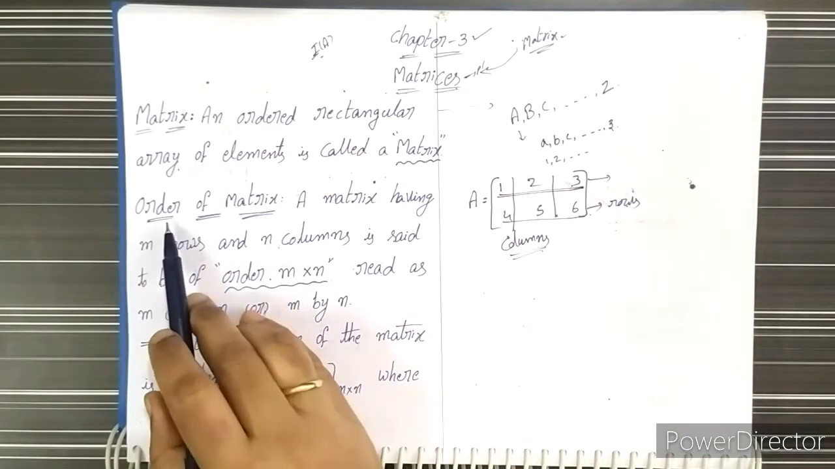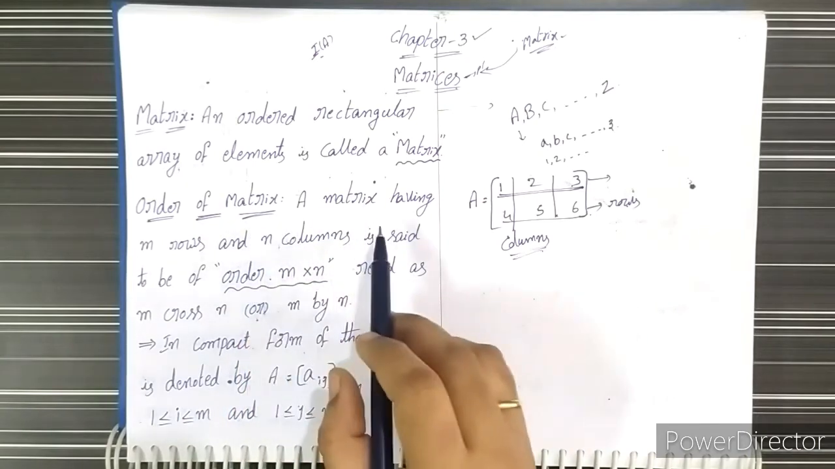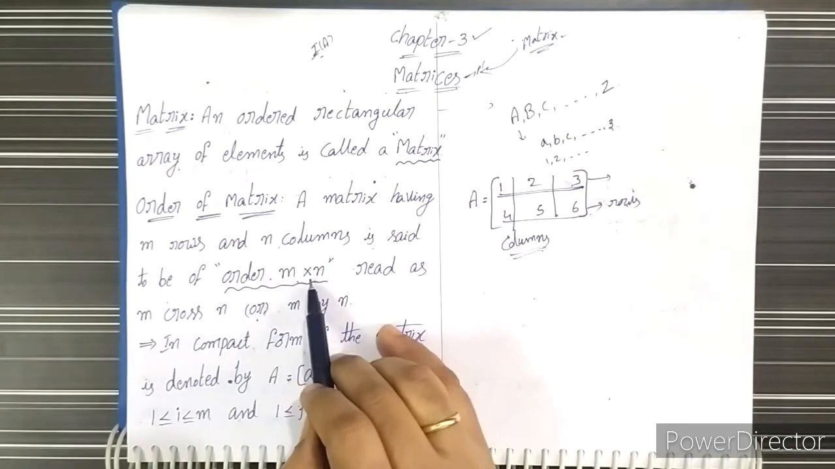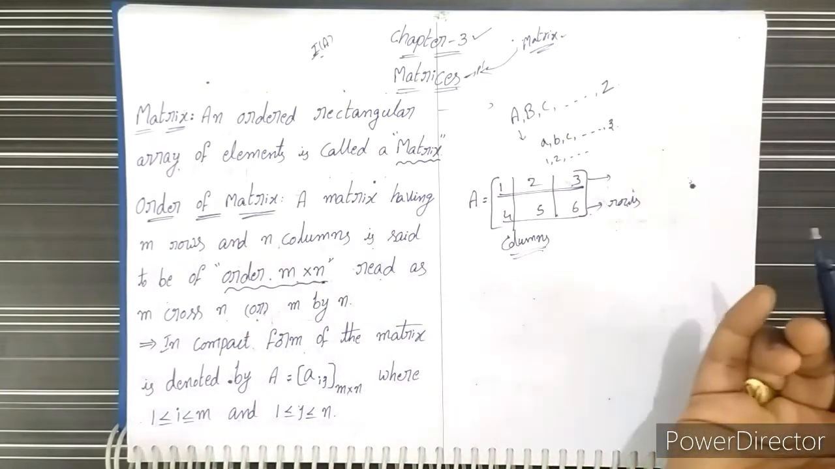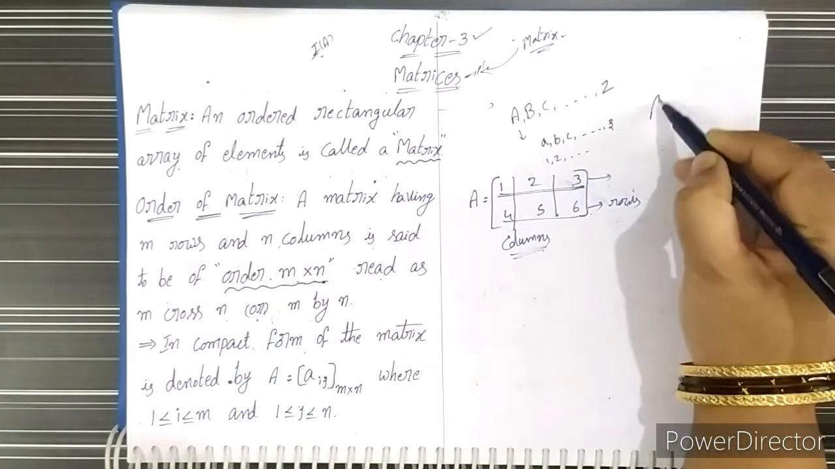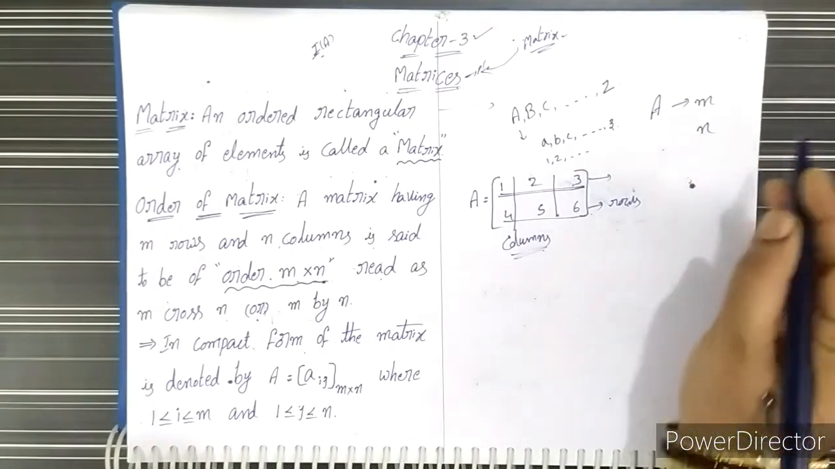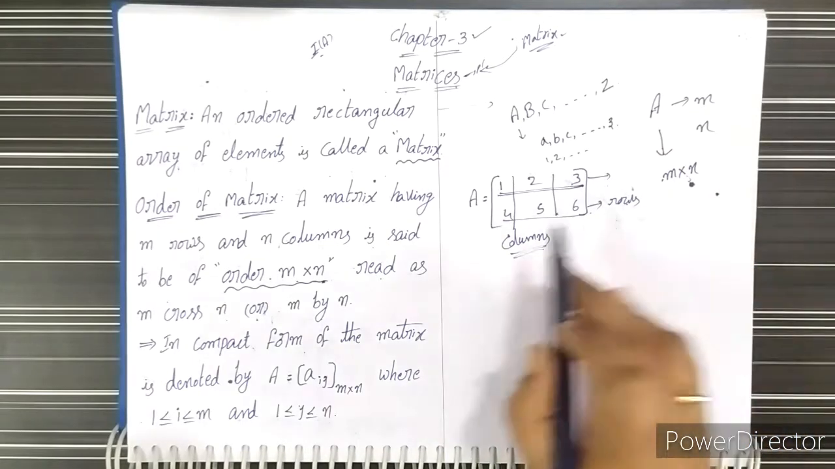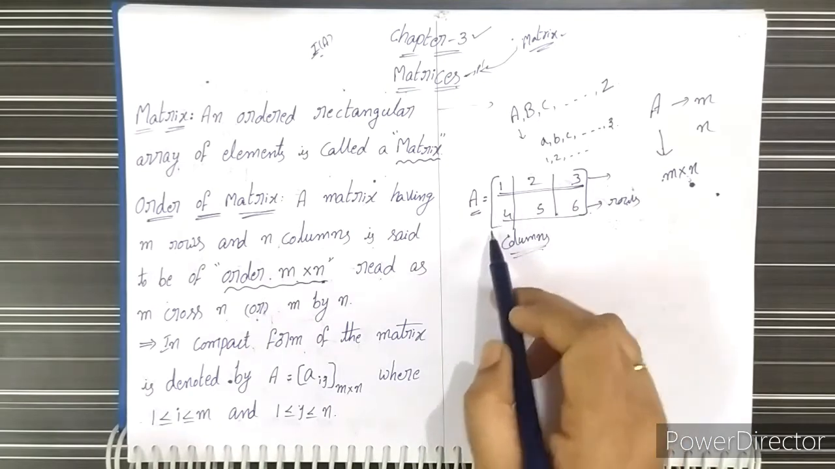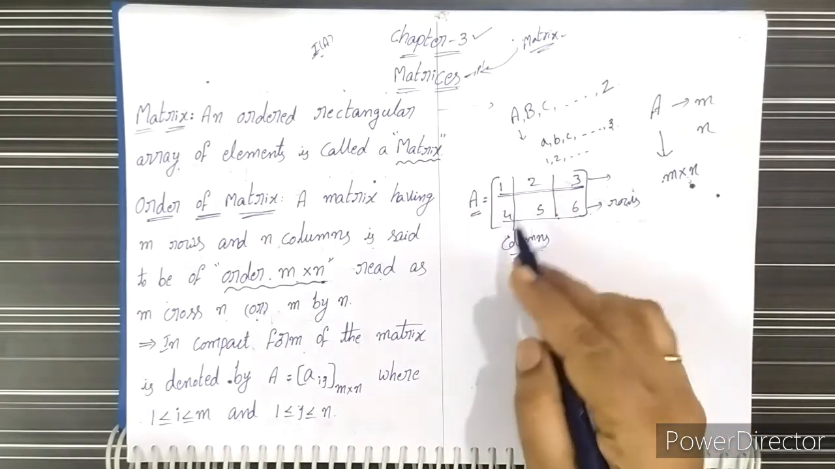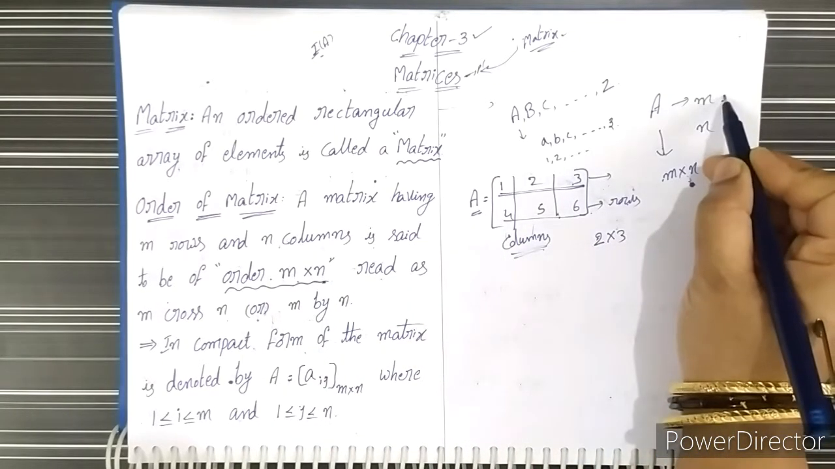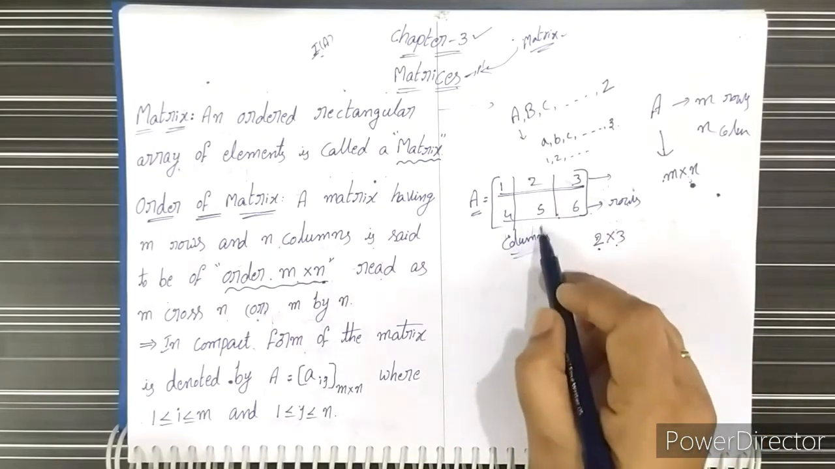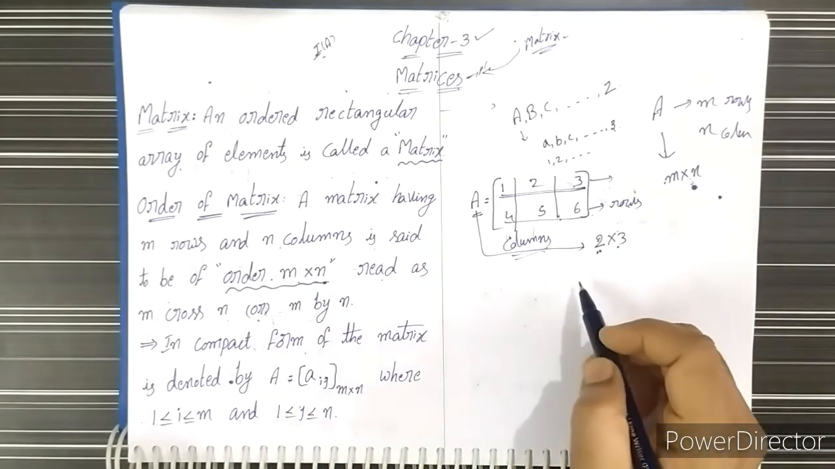Then next we find out the order of matrix. Order of matrix means a matrix having m rows and n columns is said to be of order m by n. Read as m cross n or m by n. If any matrix A has m rows and n columns, then the order of A is m by n. In this matrix A, we have 2 rows and 3 columns, so the order of A is 2 by 3.